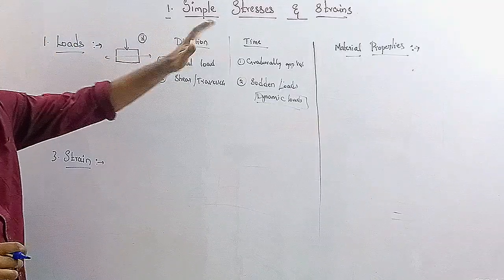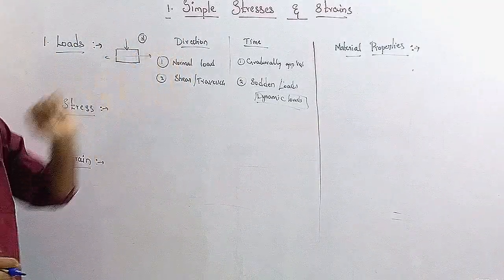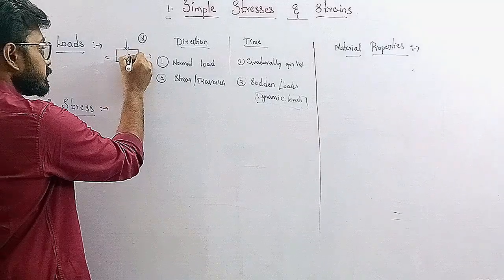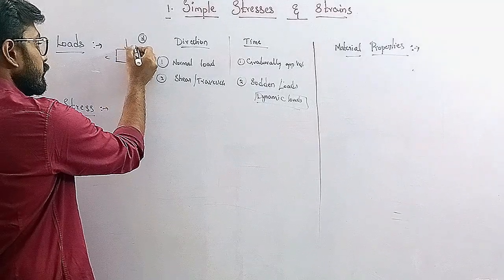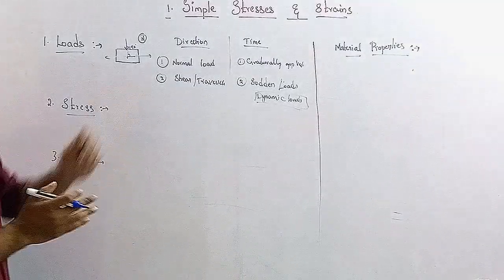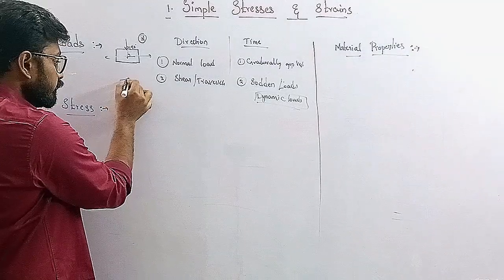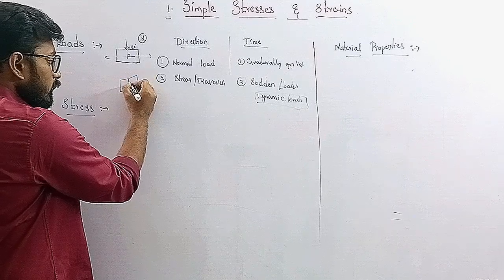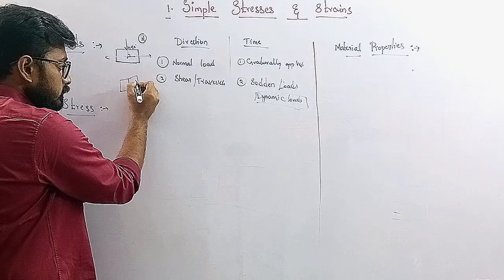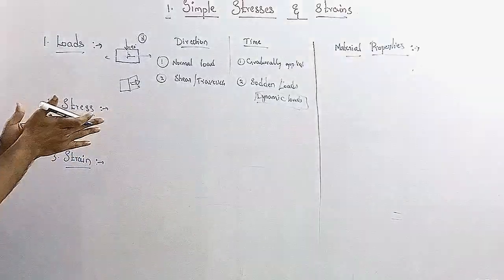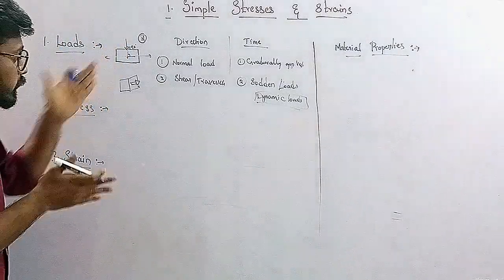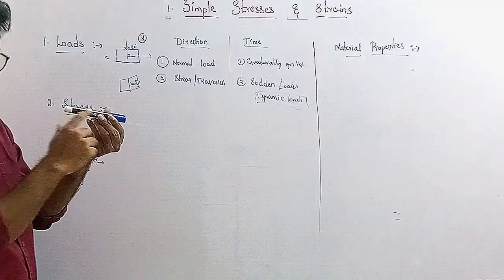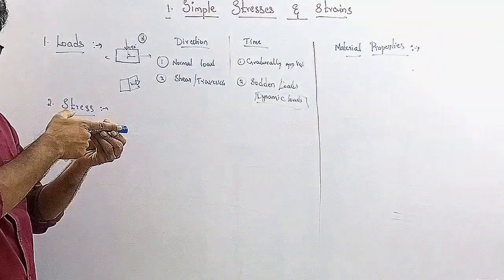So, these are the main classifications of load. Based on direction, if it is acting perpendicular to the axis or perpendicular to the surface, then we call it a normal load. Whereas a shear load acts upon the surface, parallel to the surface. Here perpendicular to the surface, here parallel to the surface.